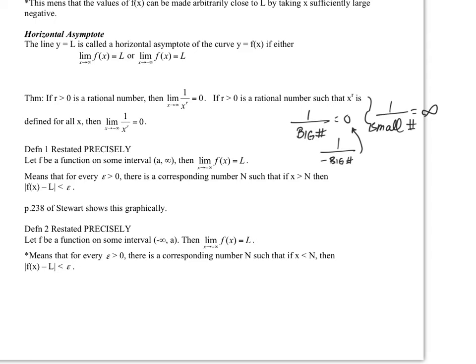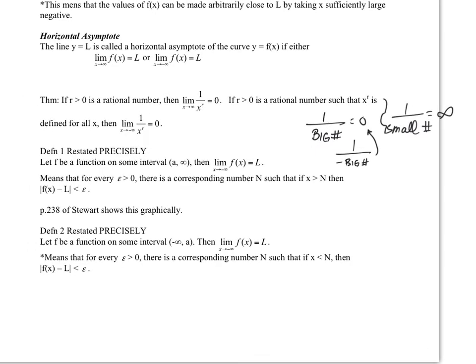So the definition over here, restated precisely, remember we did this in a previous section, where f is a function on some interval a to infinity, the limit as x goes to infinity of f of x equals L. This means for every epsilon greater than 0, there's a corresponding number N such that if x is greater than N, then the absolute value of f of x minus L is less than epsilon. Of course, Stewart does show this graphically on page 238. You can look in that, I believe in version 6 that we're using, and they're on like version 8 or 9 now.